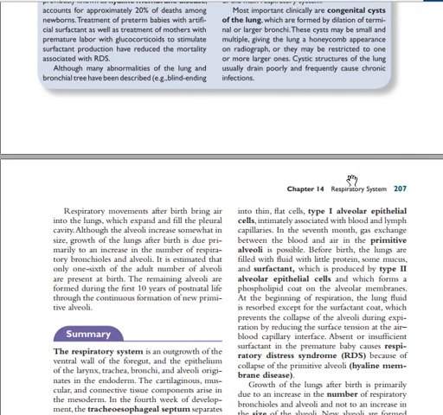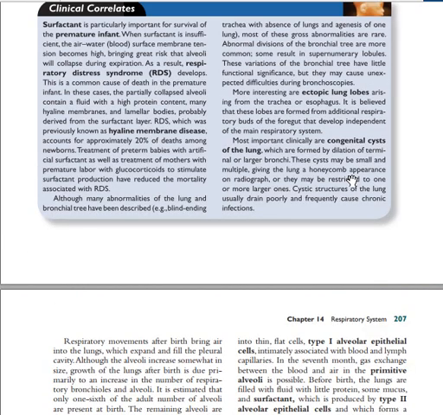The next one is the congenital cyst of the lung. A congenital cyst of the lung is formed because of dilation of the terminal or larger bronchi. So we have the congenital cyst of the lung. This cyst may be small and multiple.